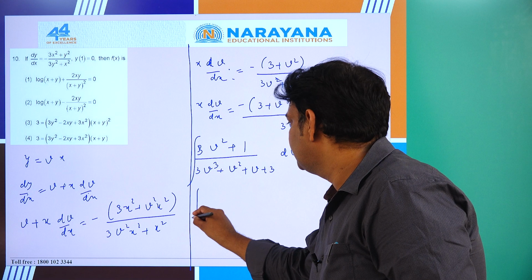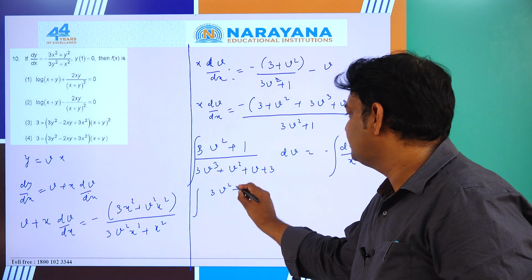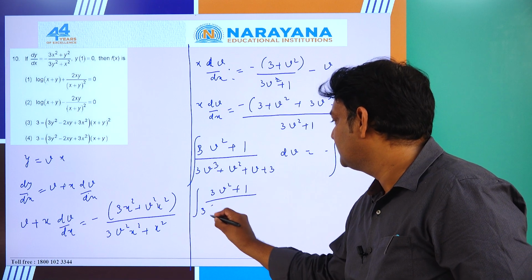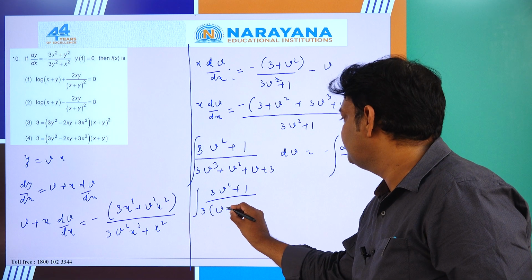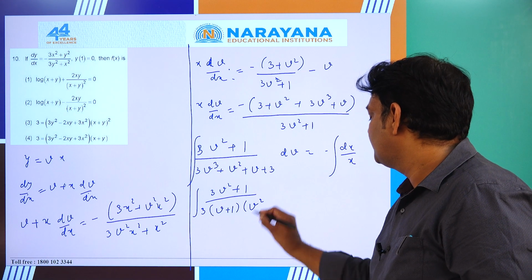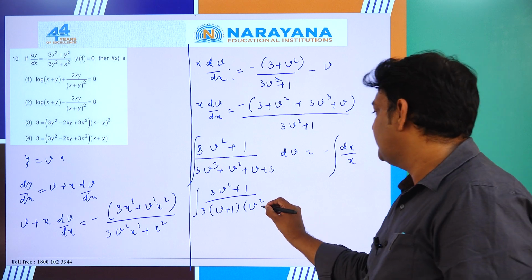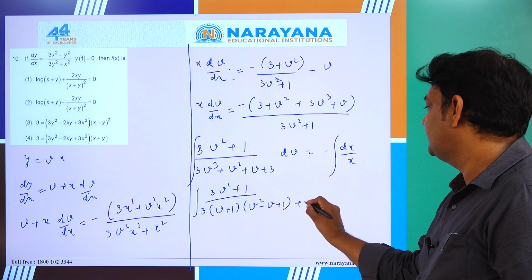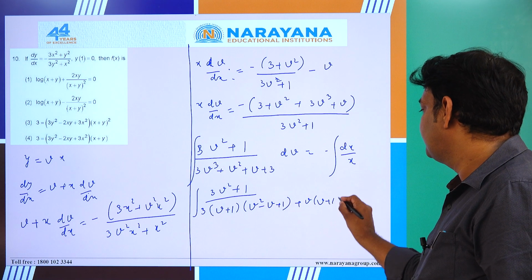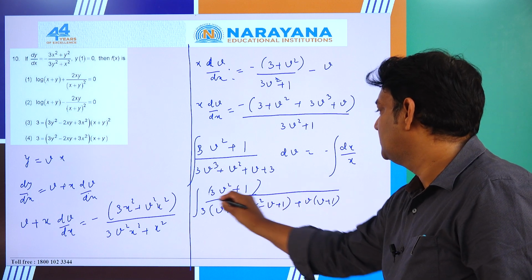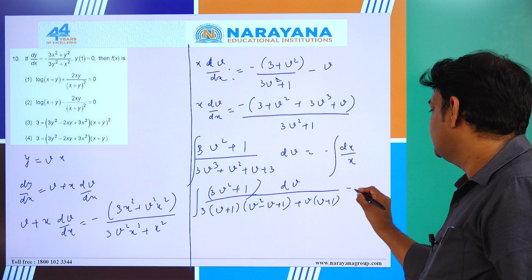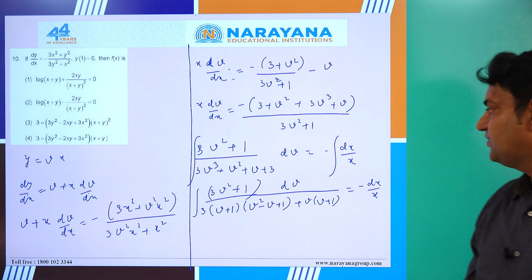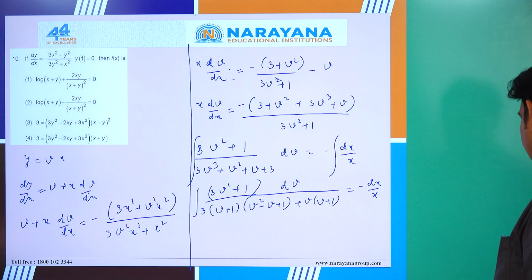Observe, this is nothing but 3v square plus 1 by, from these two, if I take 3 common, v cube plus 1, that is v plus 1 into a cube plus b cube, a plus b into a square minus ab plus b square. From these two, if I take v common, into v plus 1 dv is equal to minus dx by x. And now what can we take common? We can take v plus 1 common in the denominator.